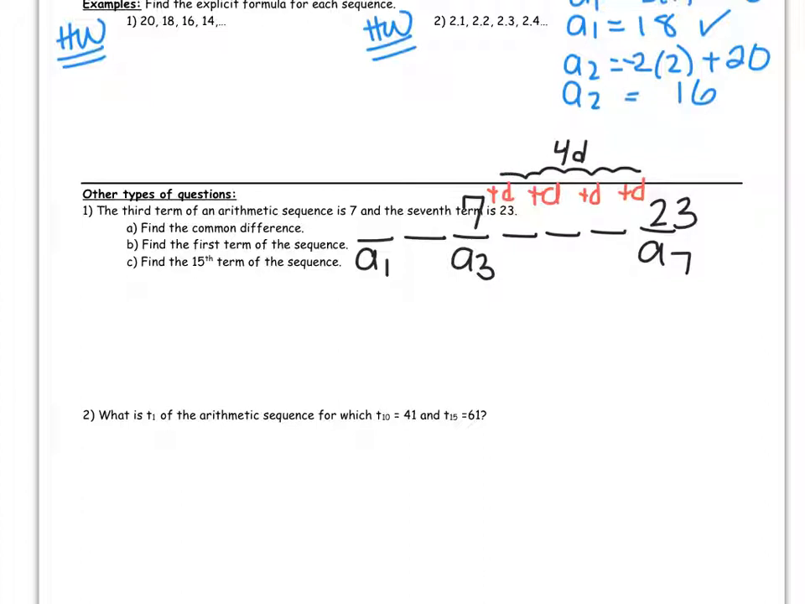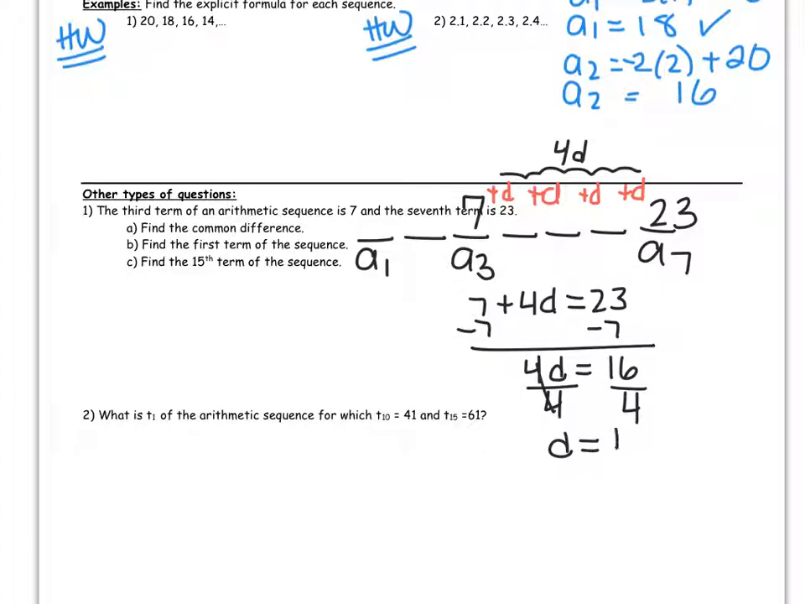So you could actually write an equation. 7 plus 4d equals 23. And then you could subtract 7 and solve. So 4d equals 16. Divide by 4. d is equal to 4. So that helps us find our common difference. Now let's see if it works. Take 7, add 4. That'll give you 11. Add 4 again. That gives you 15. Add 4. That gives you 19, and then add 4, and that gives you 23.